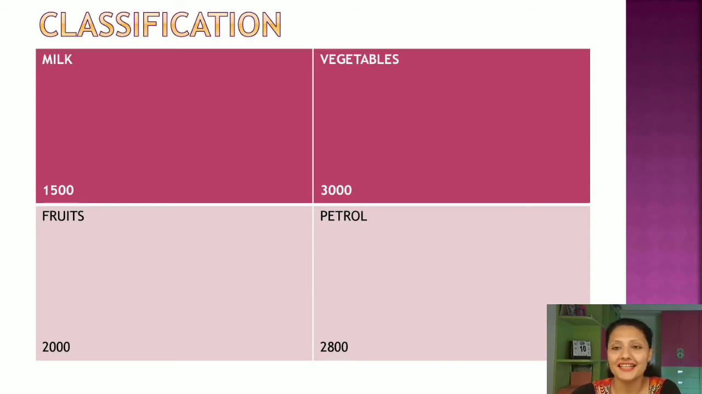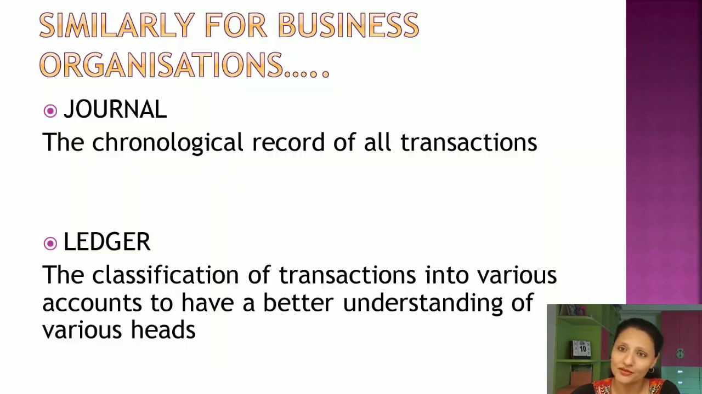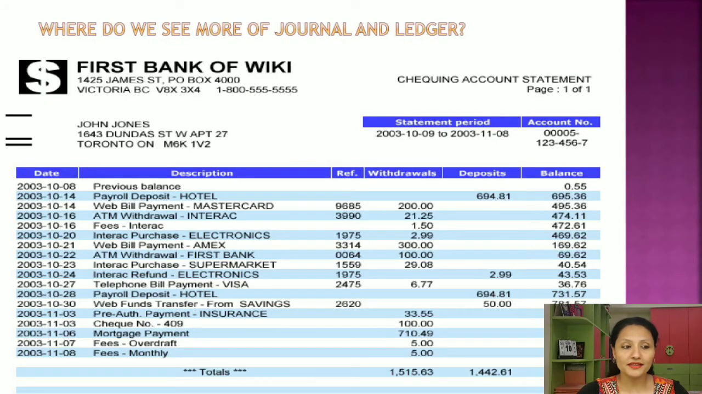Now this is the thing when it comes to business organizations also. They record all the transactions that have happened on a particular day in the journal. So the journal is the chronological record of all the transactions that have happened in the business organization. And the ledger is the classification of these transactions into various accounts, the specific details, to have a better understanding of the various heads. So this is how the journal and ledger are both important, both serve different objectives, and both are connected.